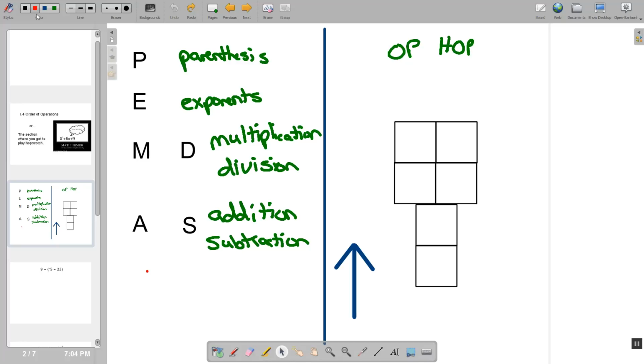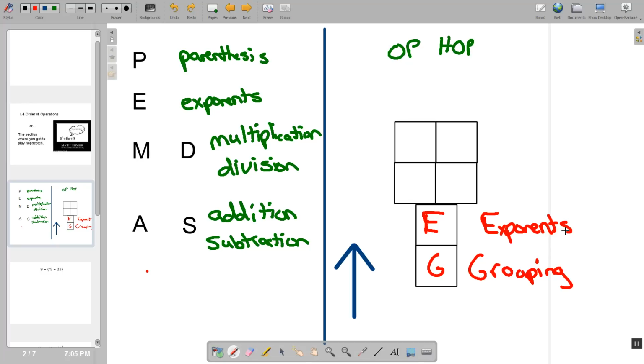If we are doing op-hop, which is here on the right, we want to start with grouping symbols. The big difference between this and PEMDAS is we call this grouping instead of just parentheses. Now, parentheses is one of the types of grouping, but it is not the only. The second term is exponents. That does not change at all in op-hop or PEMDAS. Then the third is multiplication and division, just like we had before. And the fourth and final is addition and subtraction, just like we had before.